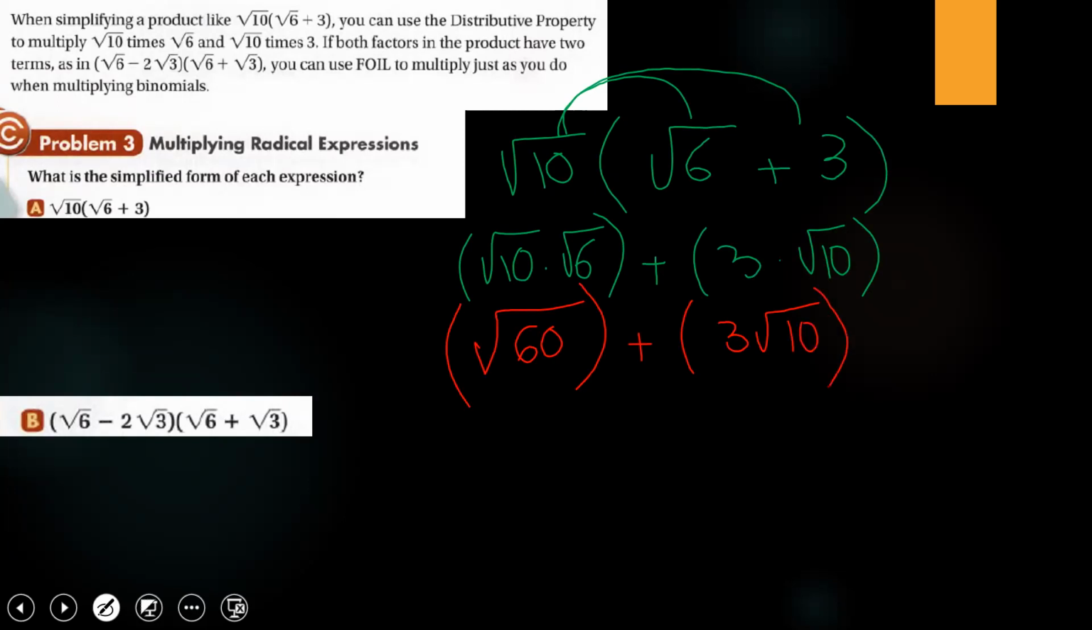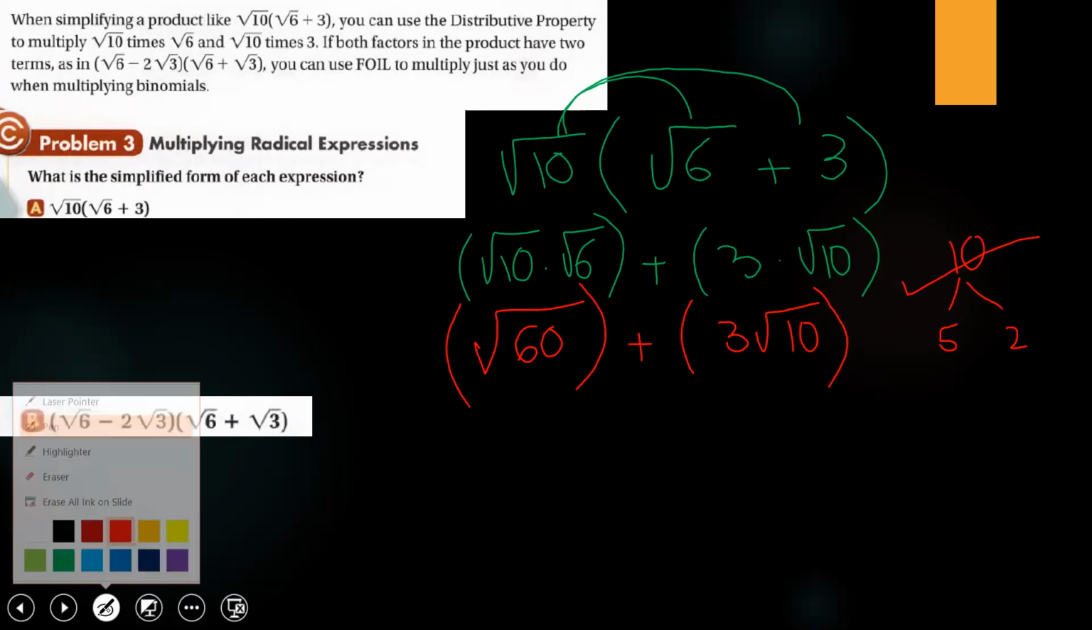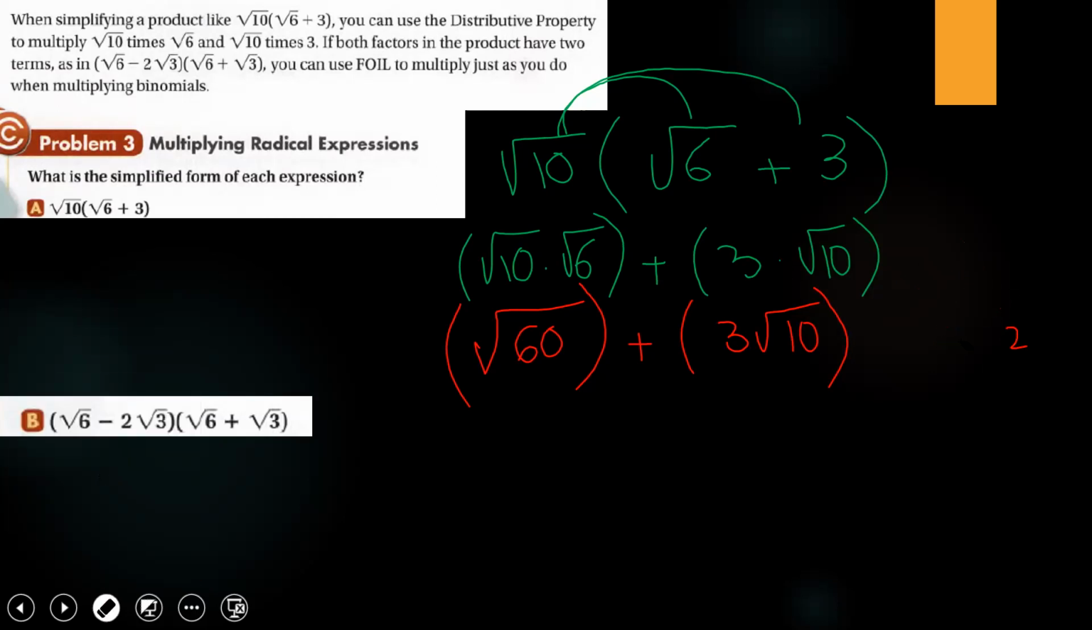Now look at the numbers under the square root. Look at number 10. Is it simplified? Yes. Why? Because 10 is not a prime number, but it is a product of two prime numbers, 5 and 2. So this is simplified. I cannot simplify it. Now let's look at 60.